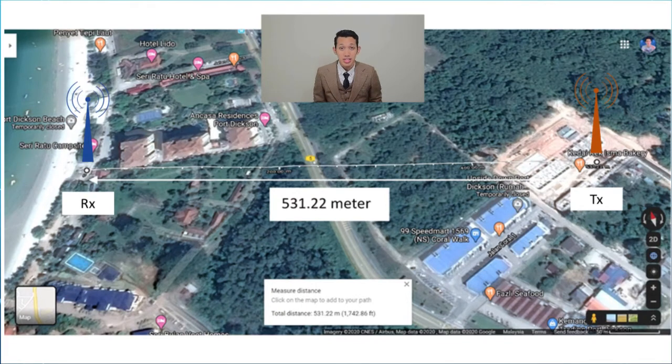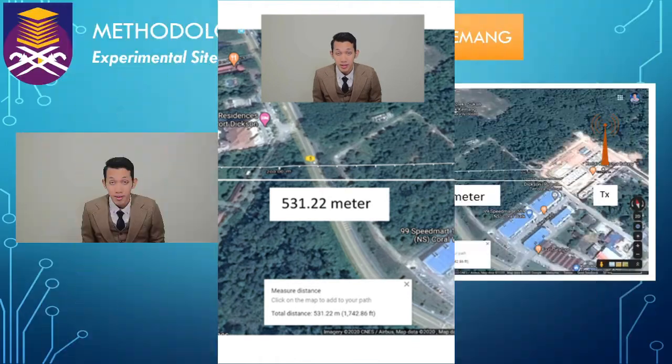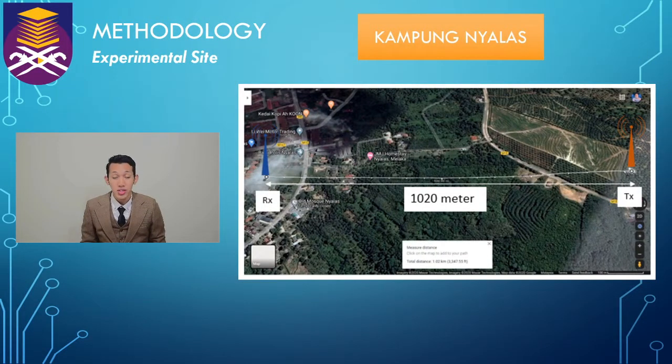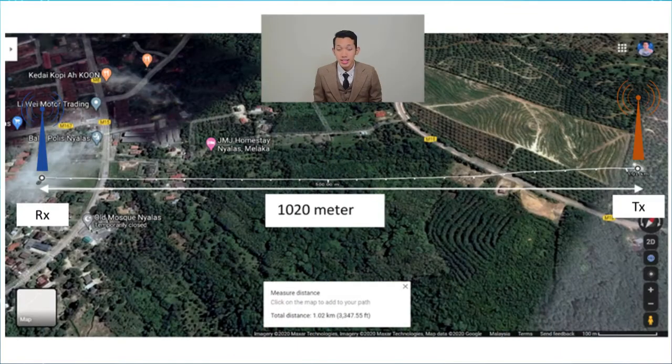My second location is at Teluk Kemang, located at Port Dickson, Negeri Sembilan, where the transmitter and the receiver distance is 531.22 meters. And this is the last location, which is at Kampung Nyalas, located at Melaka, where the transmitter and the receiver distance is 1020 meters.